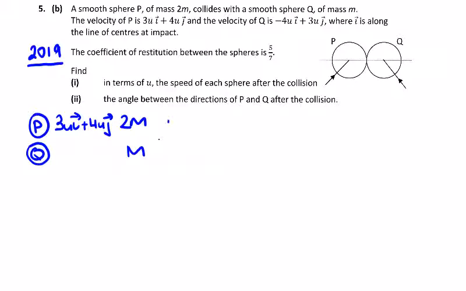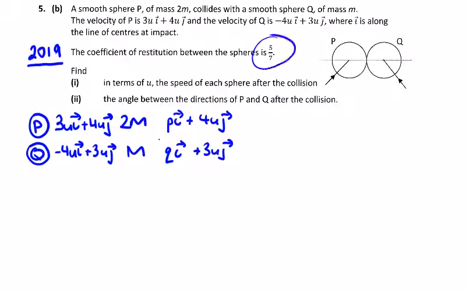So the j will be maintained, so we're going to have pi plus 4u in the j direction afterwards. For Q, it's minus 4u in the i direction plus 3u in the j direction, and this will be qi plus 3u maintaining the j, and we're told e is 5/7. So find in terms of u the speed of each sphere after the collision.